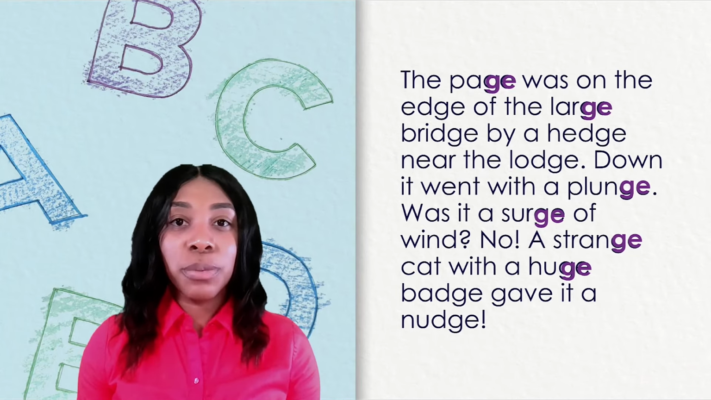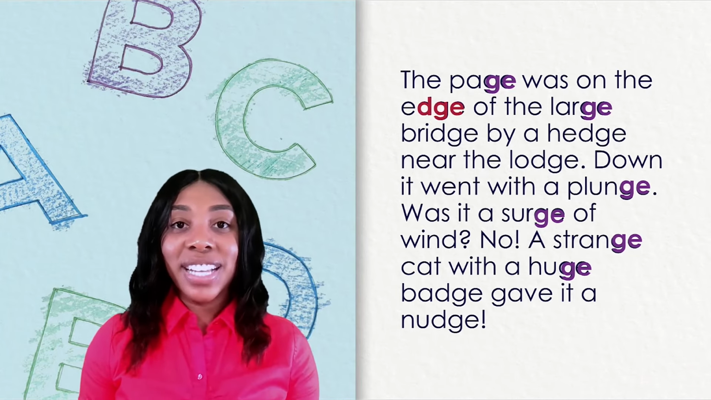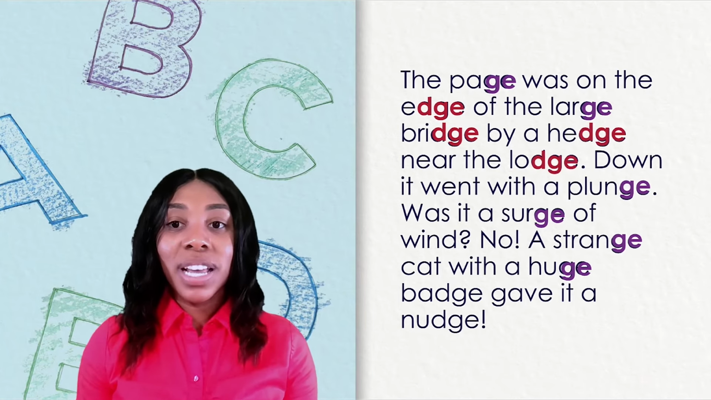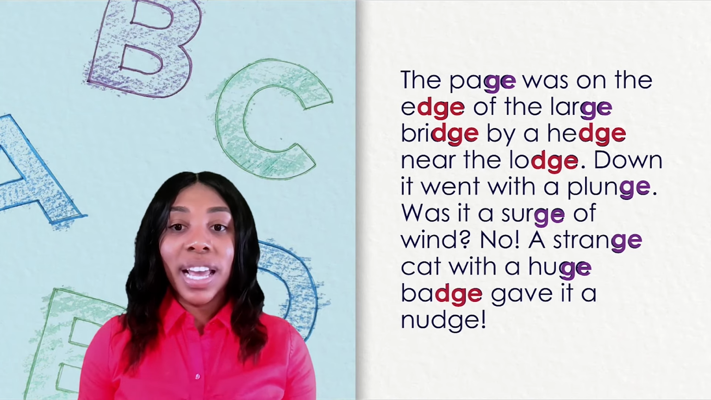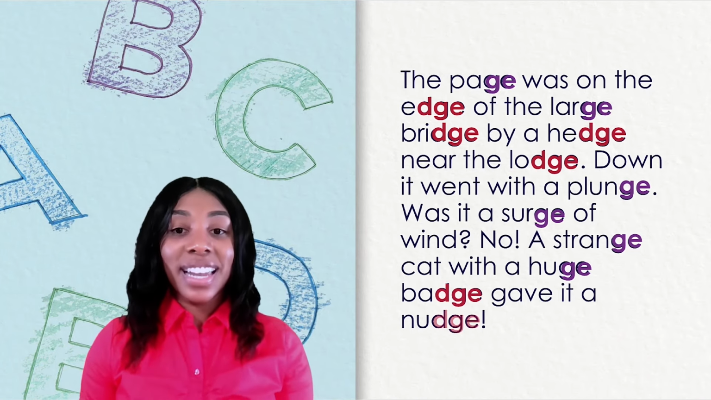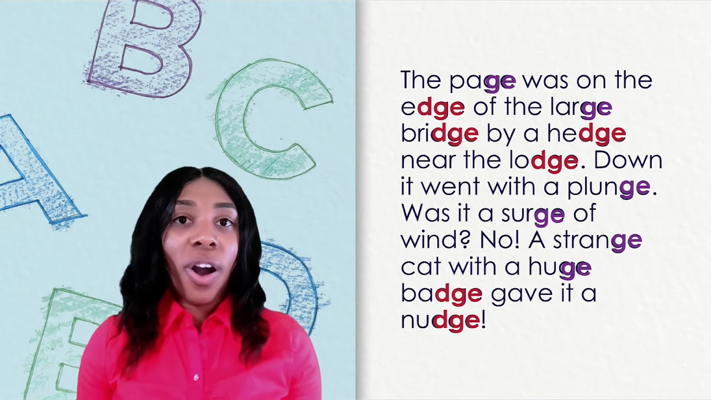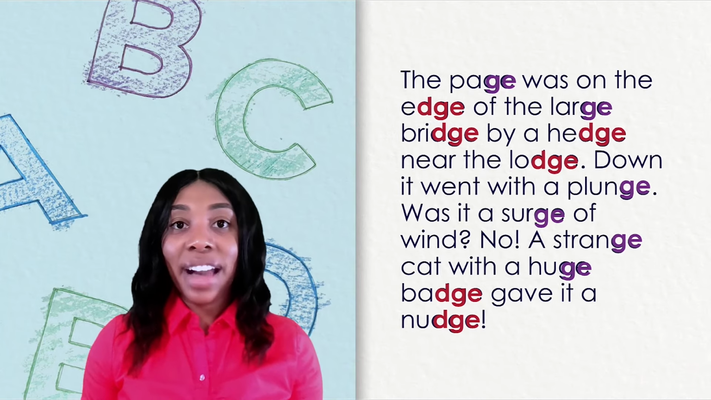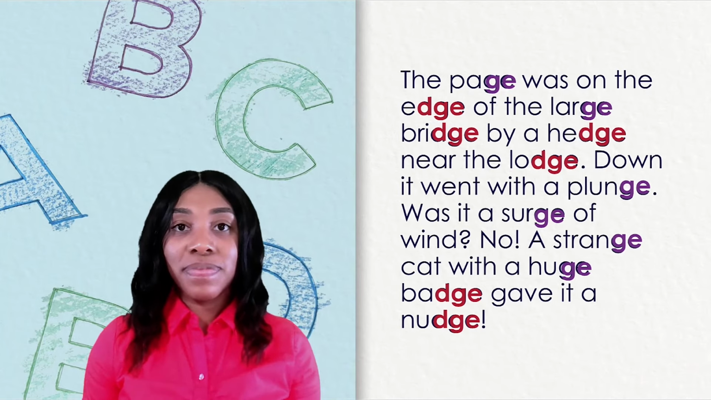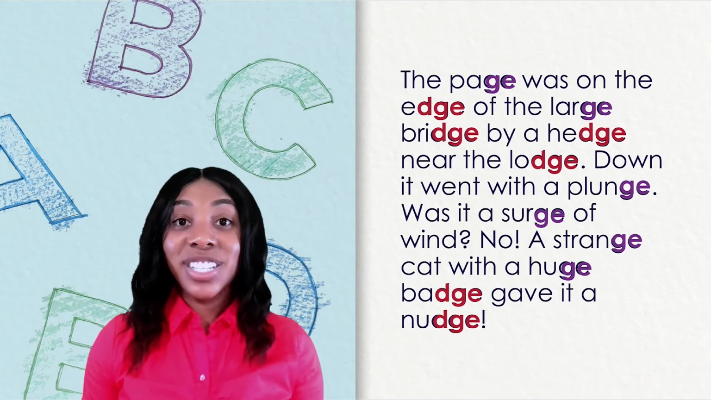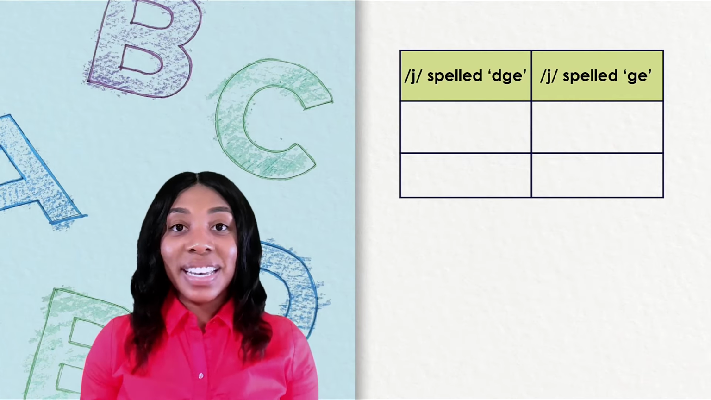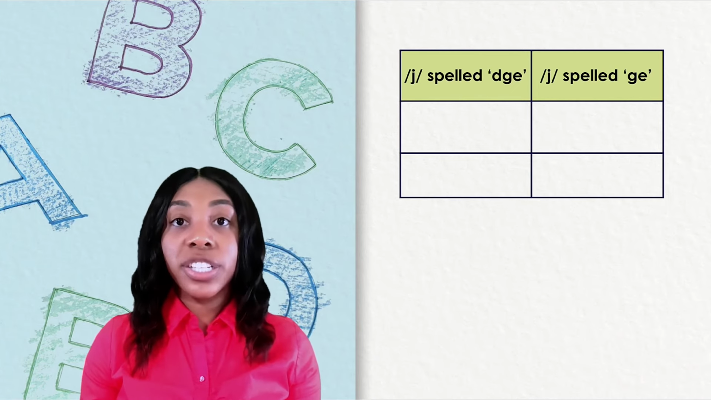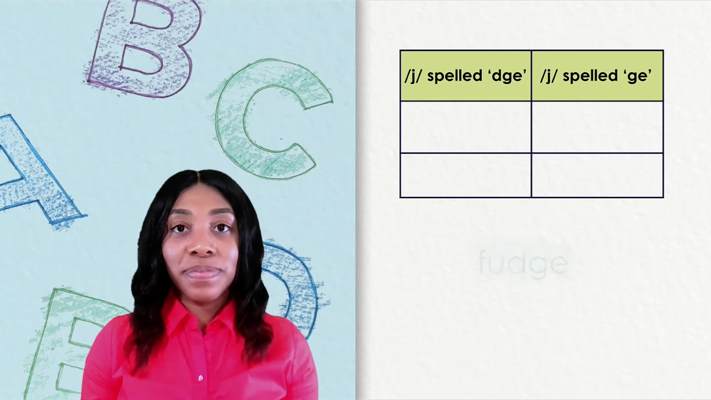Let's look closely at a few more words. Edge, bridge, hedge, lodge, badge, and nudge. All of these words made the J sound at the end. What letters do they have in common? D, G, E. Let's see if we can figure out when to use G, E or D, G, E for the J sound at the end of a word.